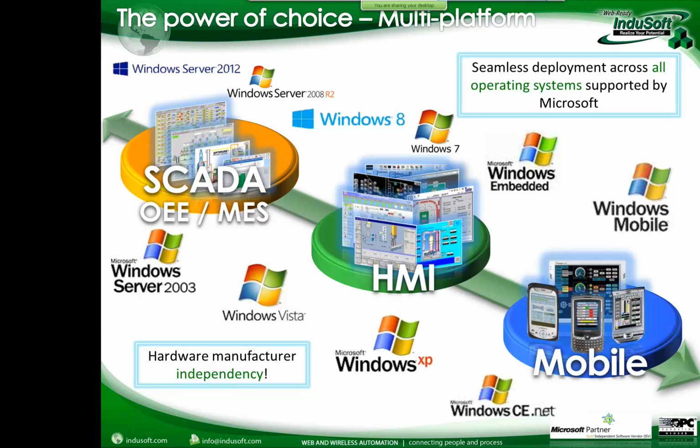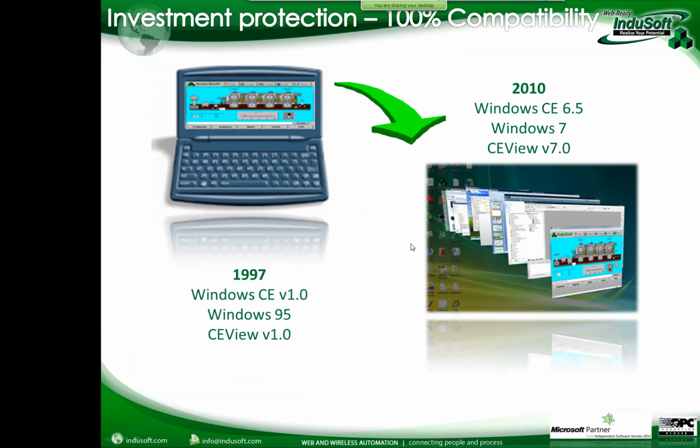And what that gives us is these important things: hardware manufacturer independence. You can choose any hardware of your choice. You can switch hardware if desired. You don't need to re-engineer your project. Even if you want to go from, let's say, Windows Embedded Standard to Windows Embedded Compact, you don't need to modify your project for doing that. You can use the same InduSoft project that you have already developed. Okay? And since the inception, we've always been very conservative on what we call investment protection.